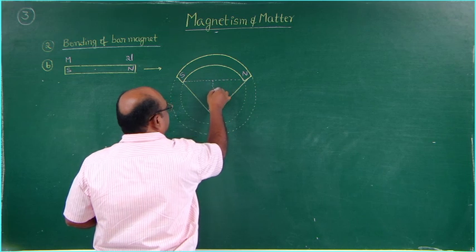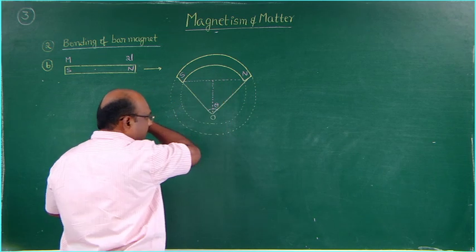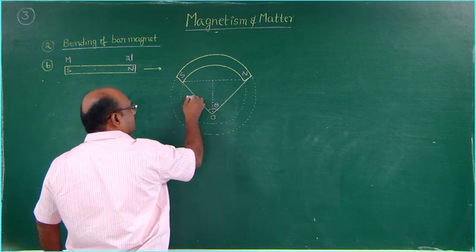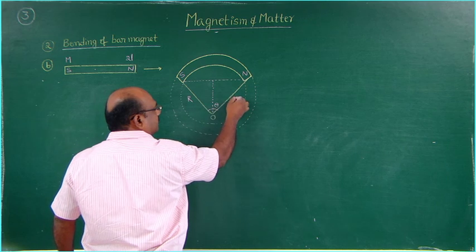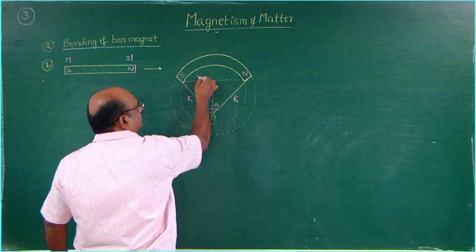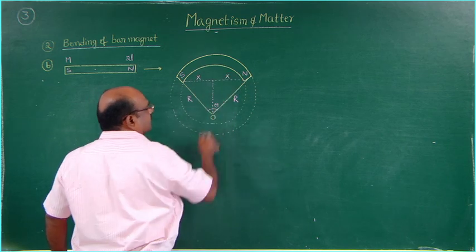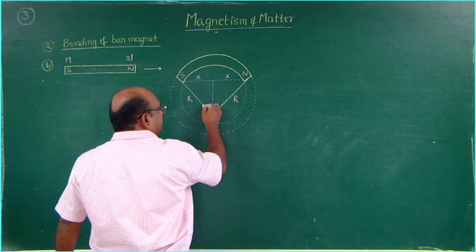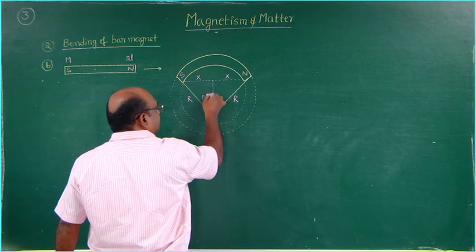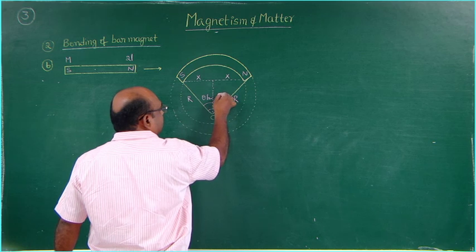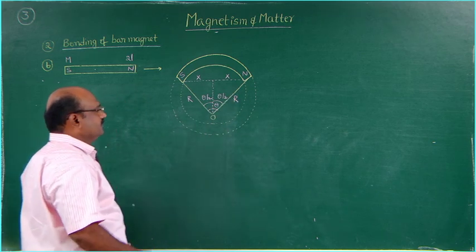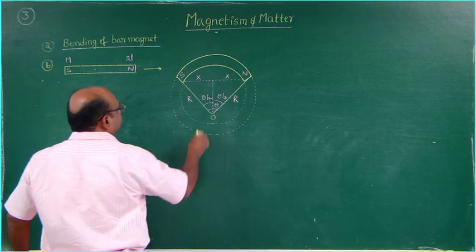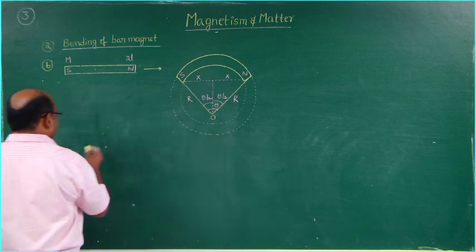If you make a line here, this is the radius r. Assume this distance is x. After dividing this, this is the angle theta by 2, and we have a triangle. Take this triangle from the figure.